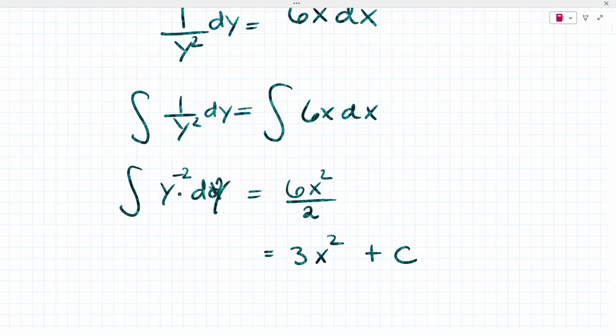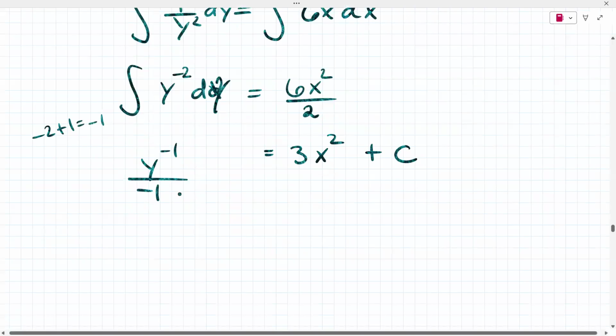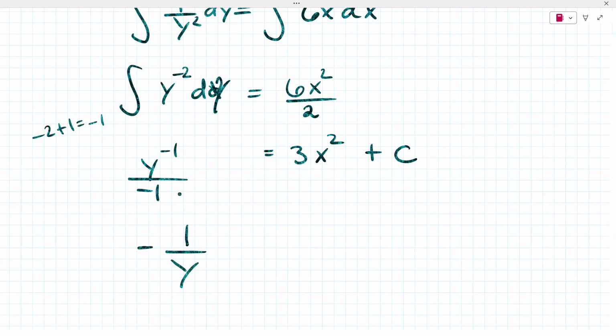What about here? What is the integration of y to the negative 2? So negative 2 plus 1 is negative 1. So that's y to the negative 1 over negative 1. So y to the negative 1 is 1 over y. And then you still have this minus.